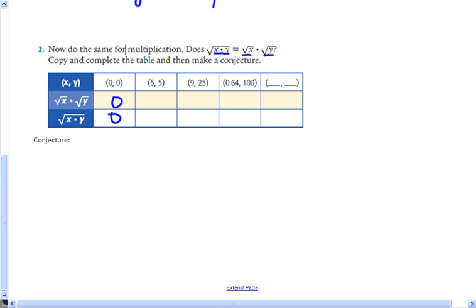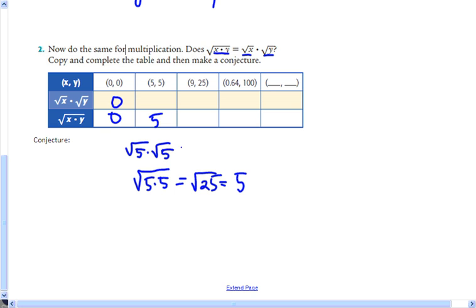All right, so let's try this next one. We want to know if this is true: the square root of 5 times the square root of 5, is that equal to the square root of 5 times 5? Well, I'm going to do the second one first. The square root of 5 times 5 is the square root of 25, and I know that the square root of 25 is equal to 5. So I'm going to put that there.